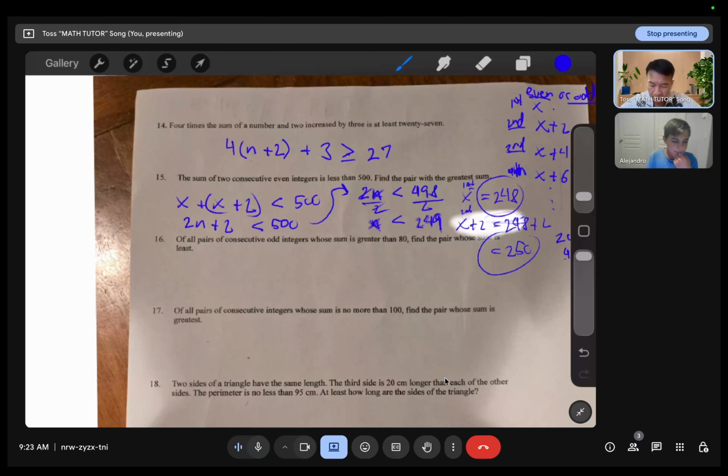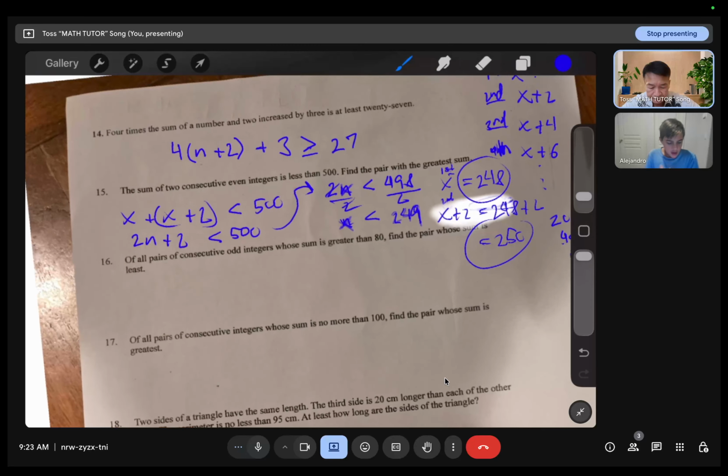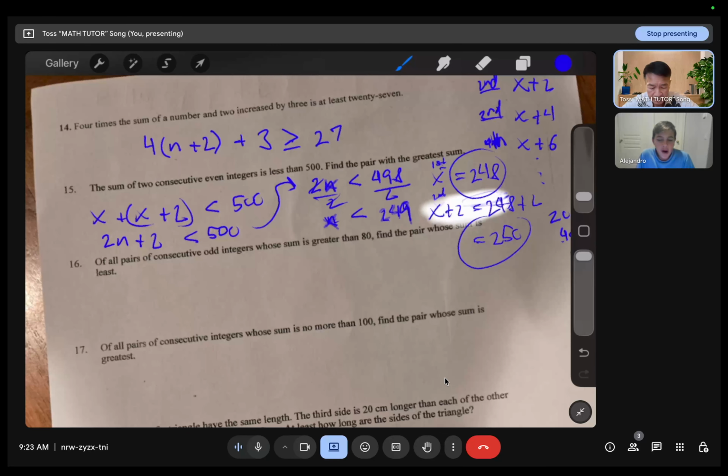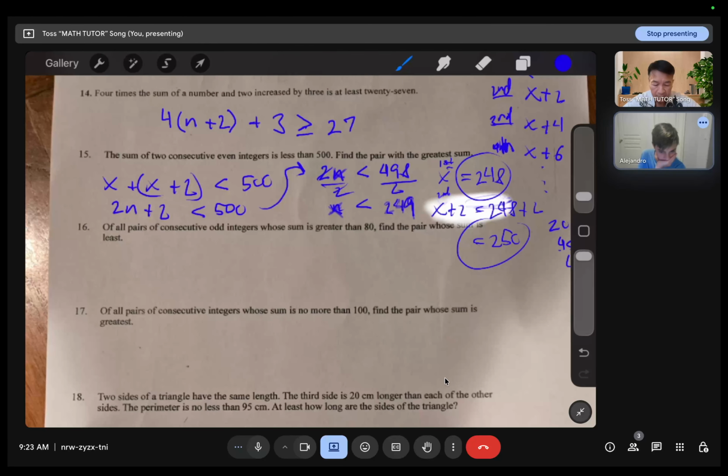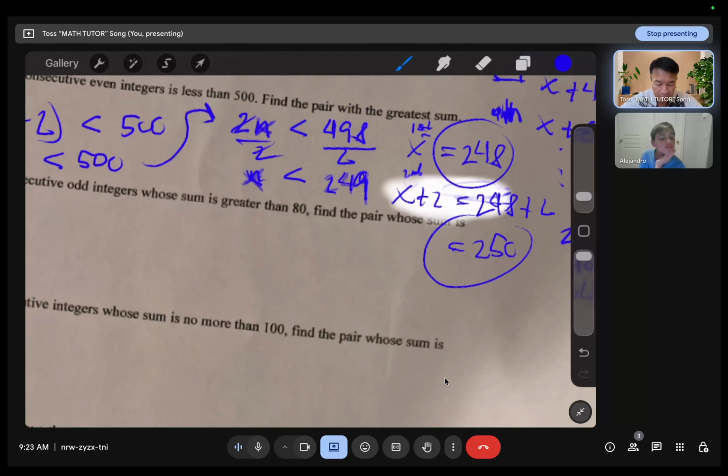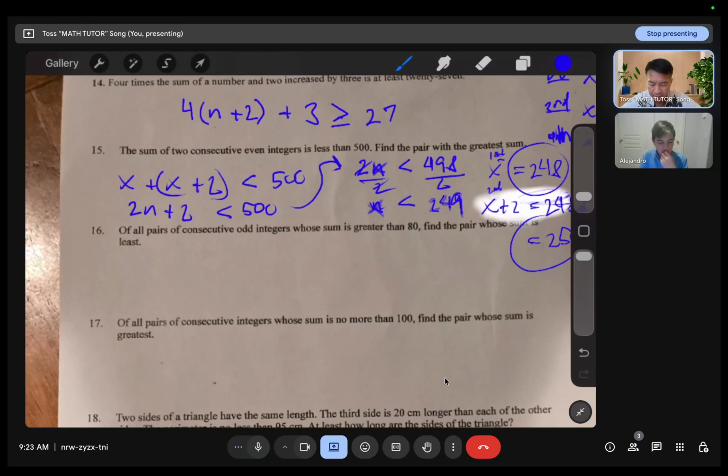Number 6. Of all pairs of consecutive odd integers whose sum is greater than 80, find the pair whose sum is least. I think that's what it says. Yeah. Okay, well, what do you think about that?